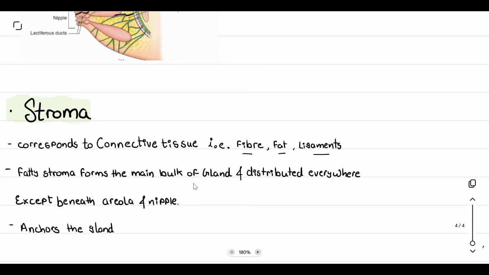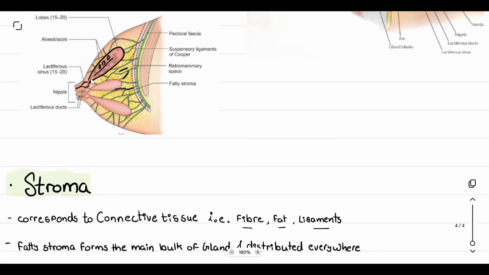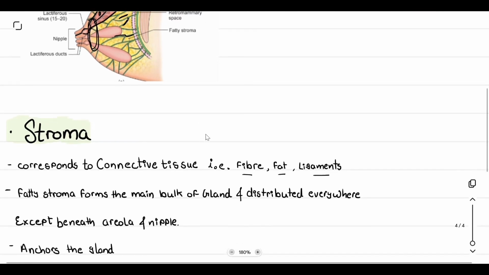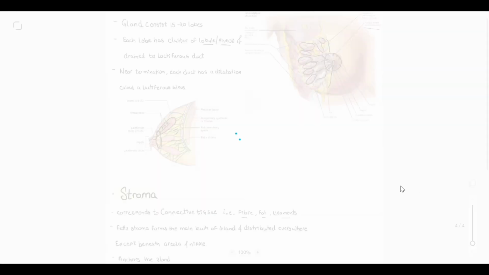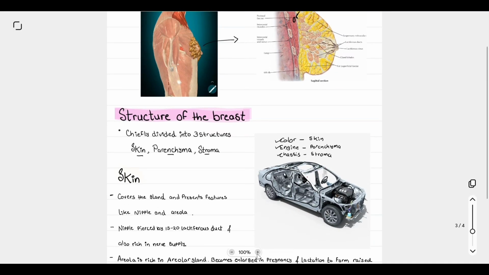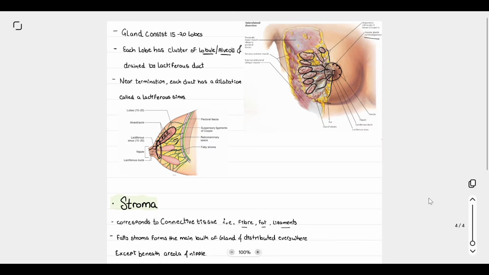Fatty stroma forms the main bulk of the gland and is distributed everywhere except beneath the areola and nipple. So what he is saying is the fat is present all over the gland except beneath the nipple and areola. And stroma anchors the gland, as I have told you with the help of the analogy of the car, that supporting framework or chassis forms the stroma. It anchors the whole structure of the gland.